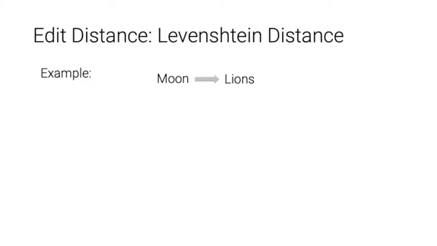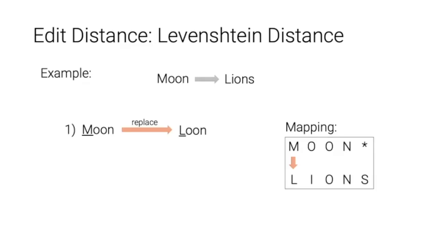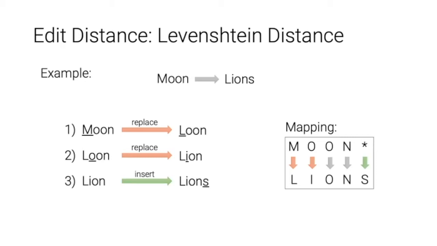We want to transform the word moon into the word lions. Which operations do we have to perform? First of all, we replace the M with an L, so from moon we get the word loon. Then we replace the second character O with an I. The next two characters, O and N, we don't need to change. And finally, we have to insert an S and we get the word lions. If we assume that each operation costs 1, then the minimum edit distance between moon and lions would be 3, because we performed 3 operations.